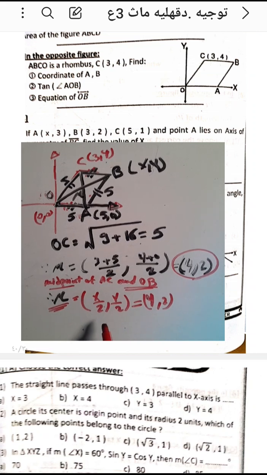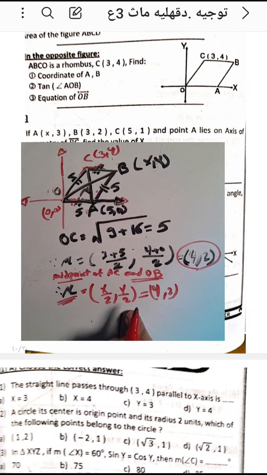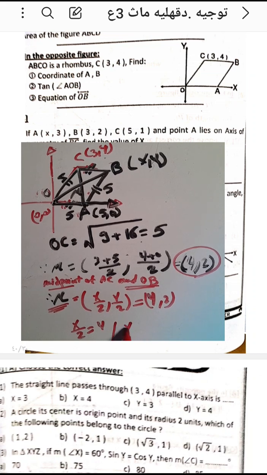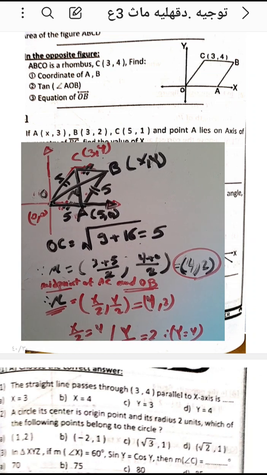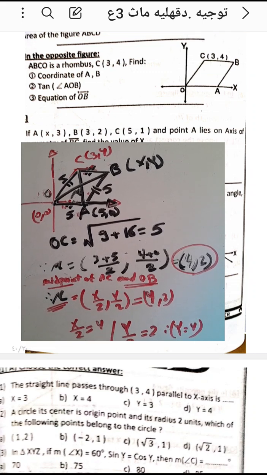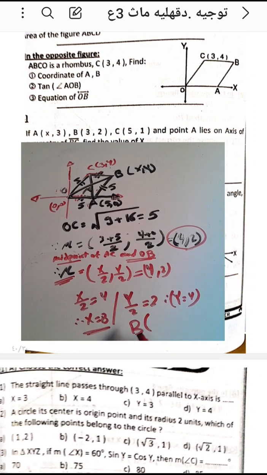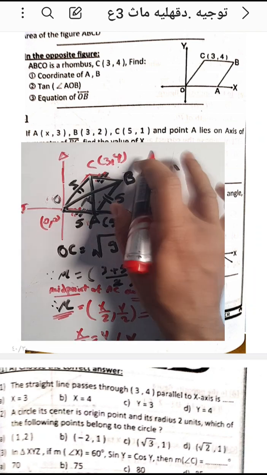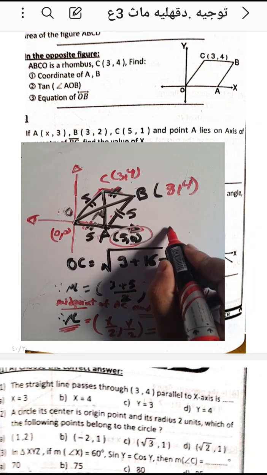Okay. Then the first projection equals first projection, and second projection equals second projection. Then X over 2 will be 4, then X will be 8. And here Y over 2 equals 2, then Y will be 4. Then the point B was X and Y: X was 8 and Y will be 4. Then B will be 8 and 4 and A 5 and 0.